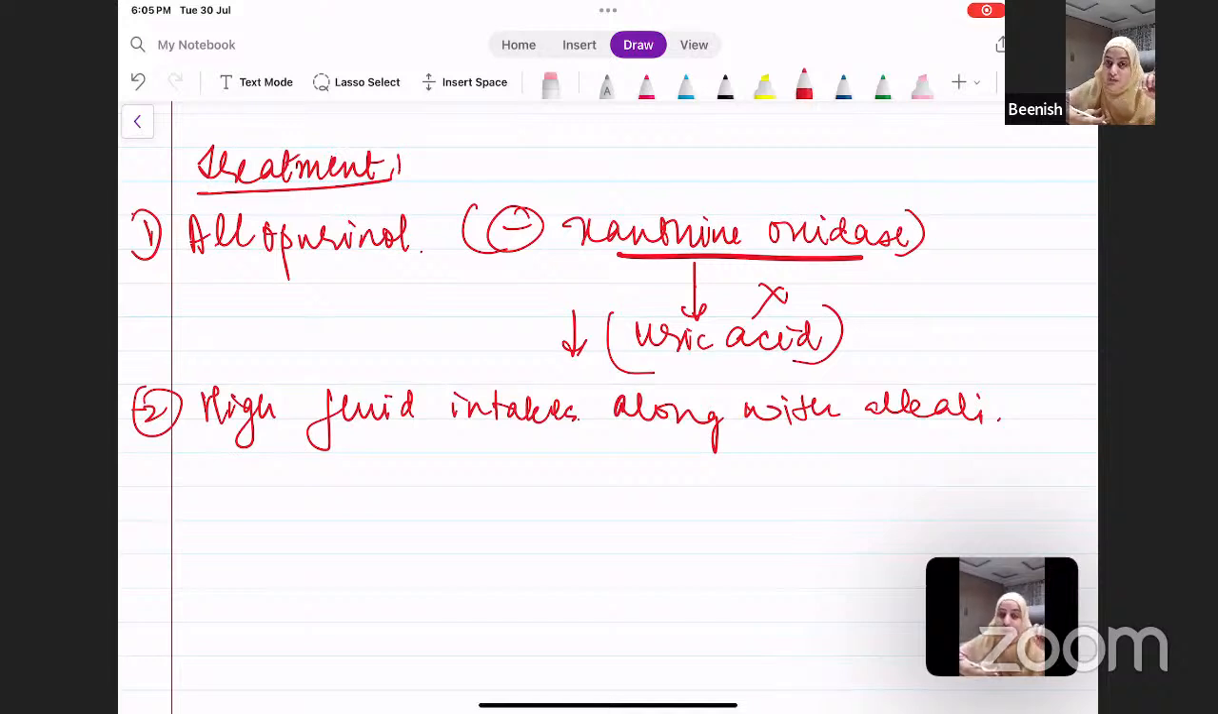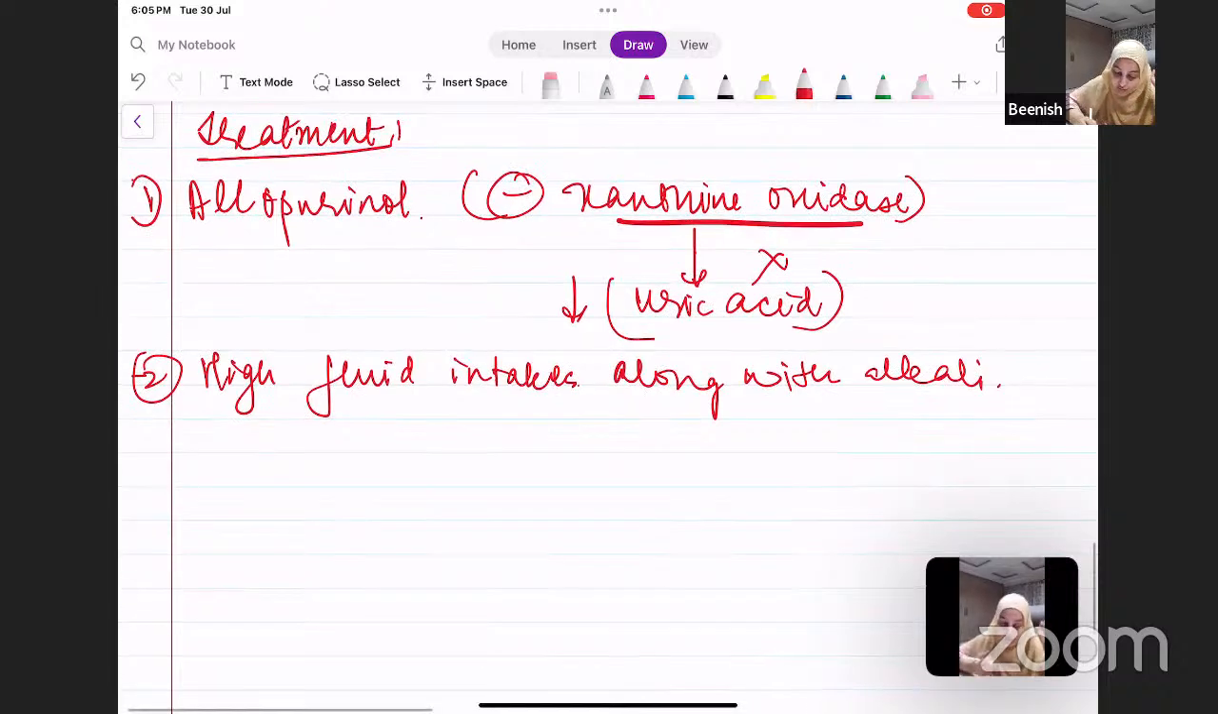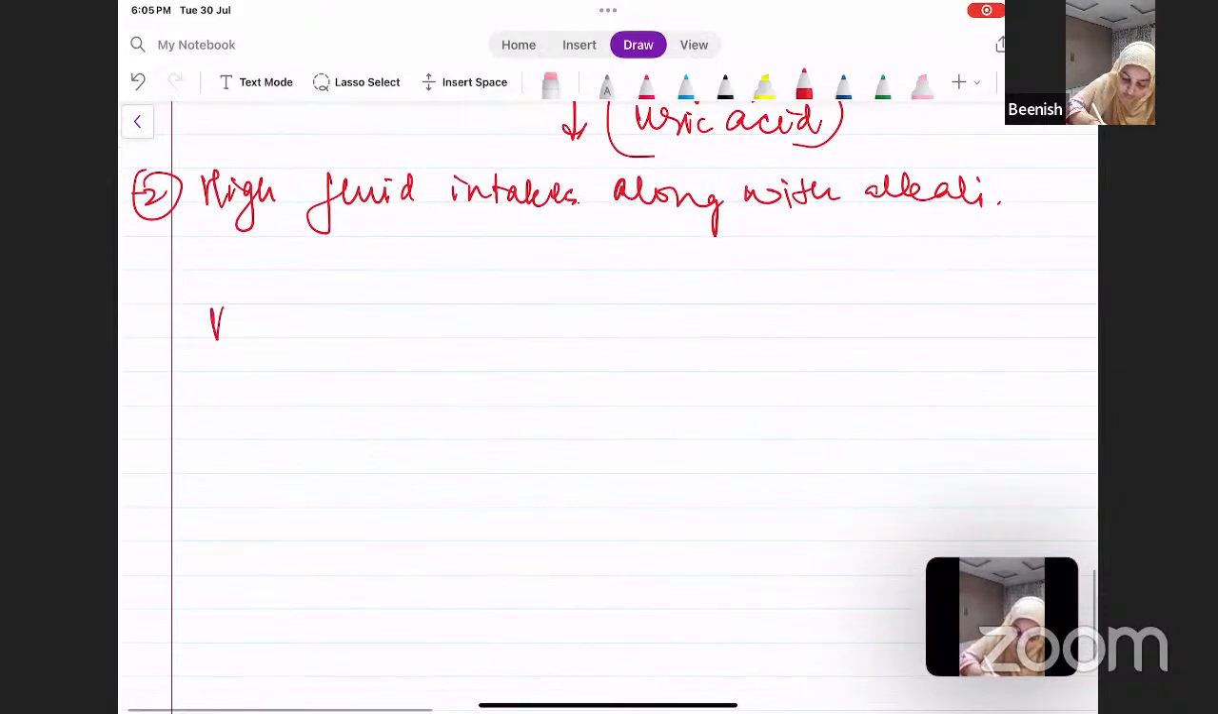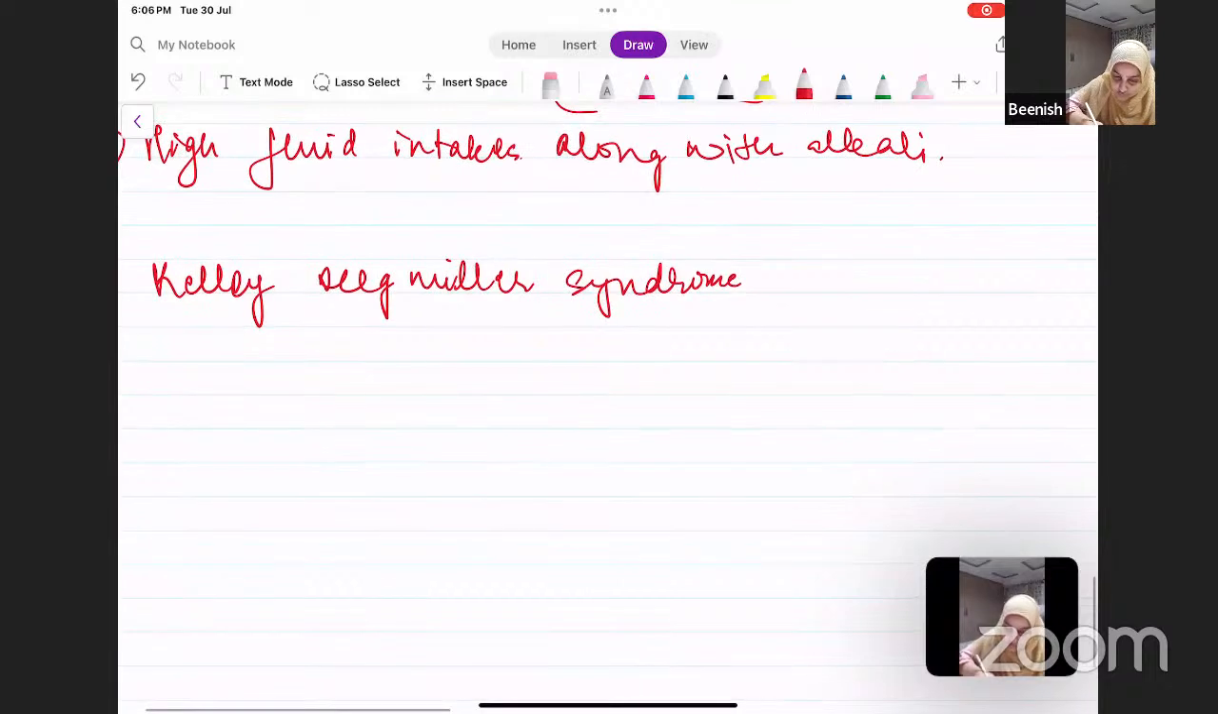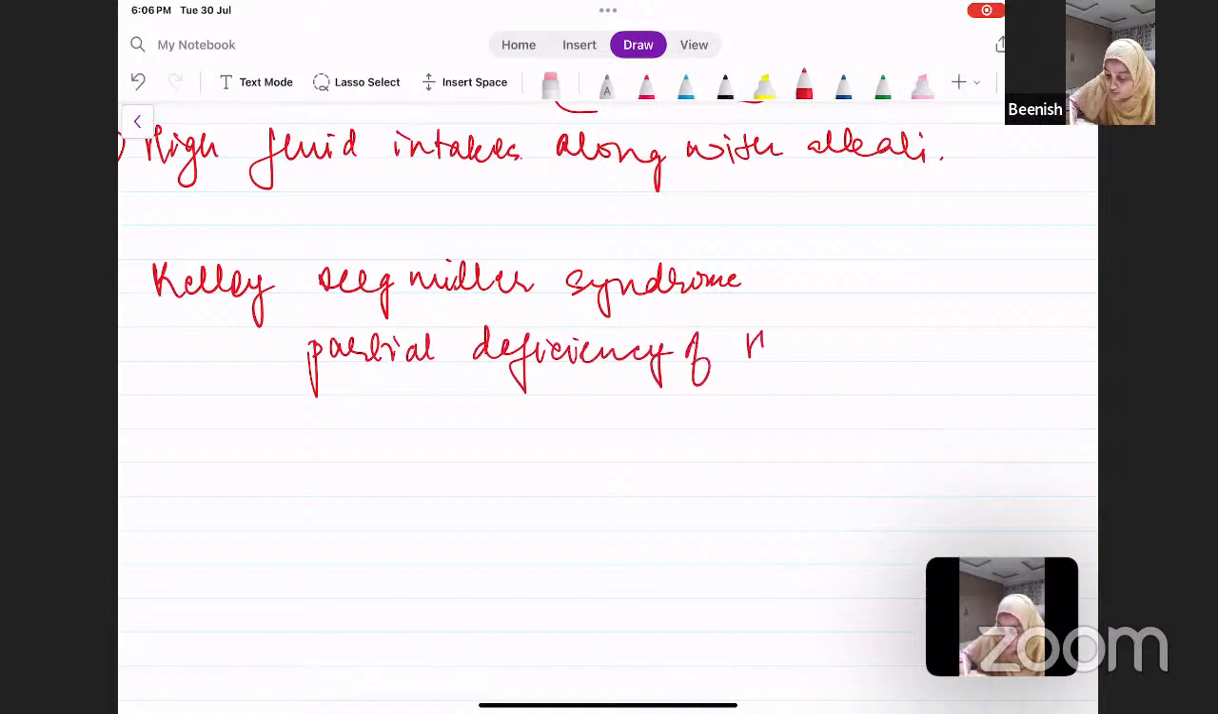Now, if there is partial deficiency of this HGPRTase, the disease that occurs is known as Kelley-Seegmiller syndrome. Kelley-Seegmiller syndrome is a milder version of HGPRTase deficiency. There's partial deficiency of HGPRTase, and in Lesch-Nyhan there was complete deficiency of HGPRTase.